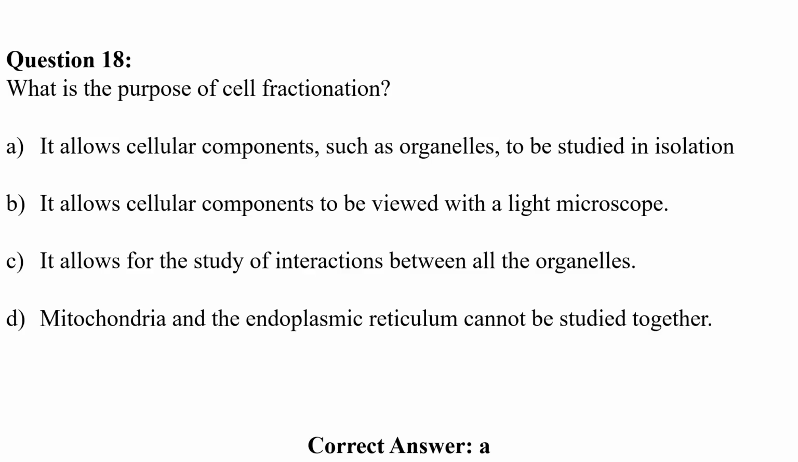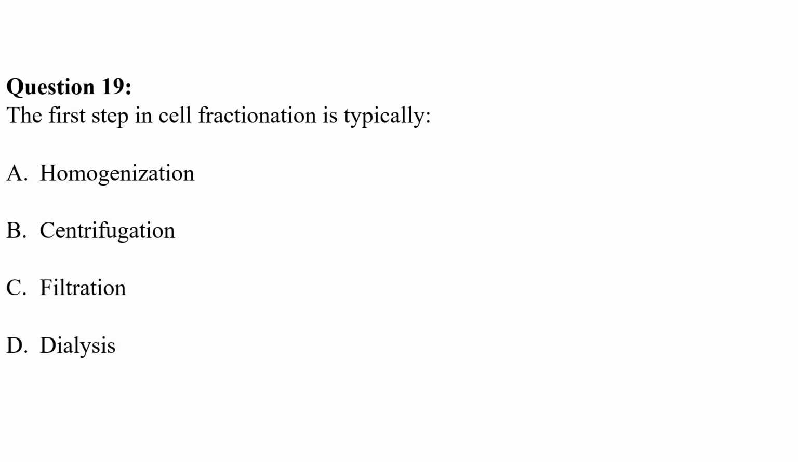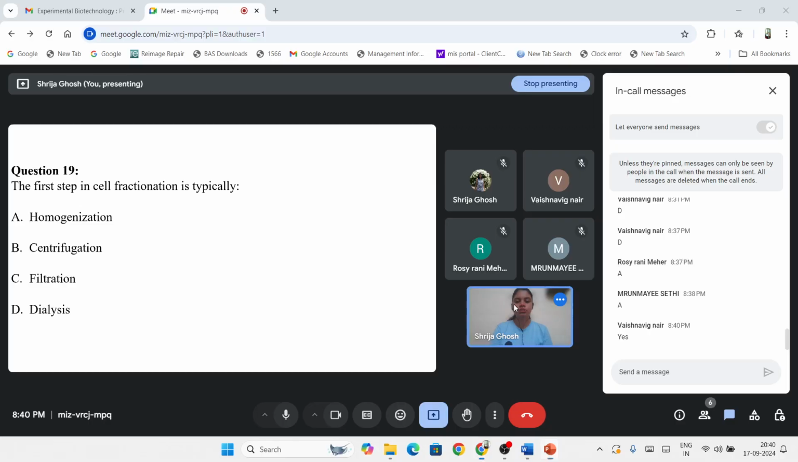So moving on to the next question now, question number 19. The first step in cell fractionation is typically option A homogenization, option B centrifugation, option C filtration, and option D dialysis. What is the first step for cell fractionation? Homogenization, centrifugation, filtration, or dialysis? What will you do first?